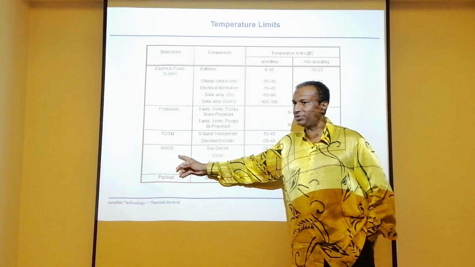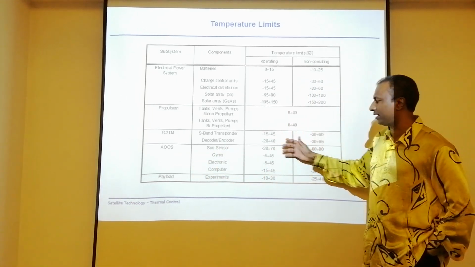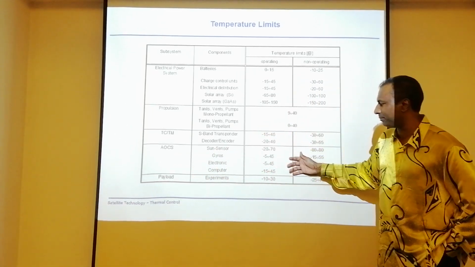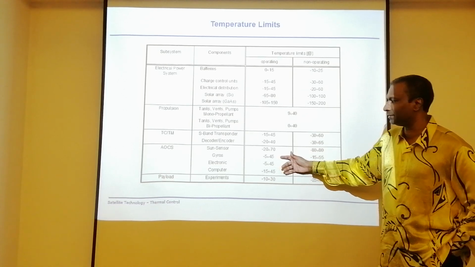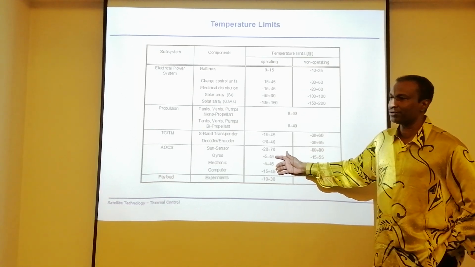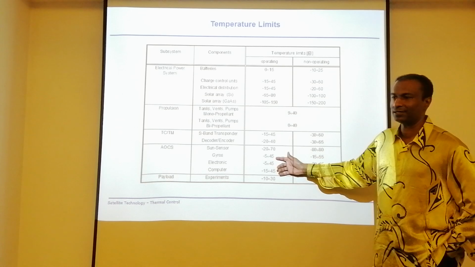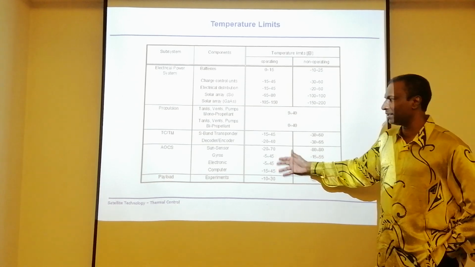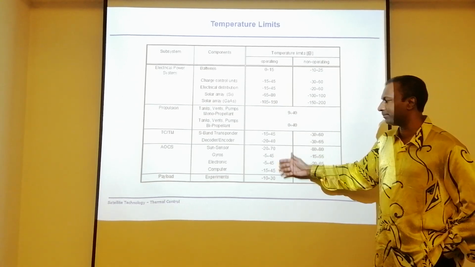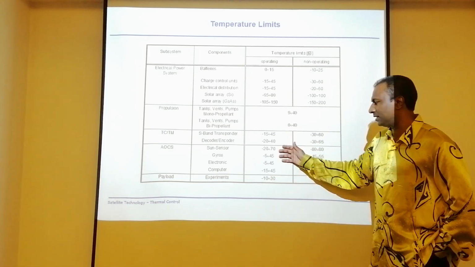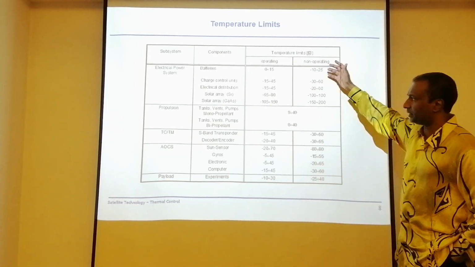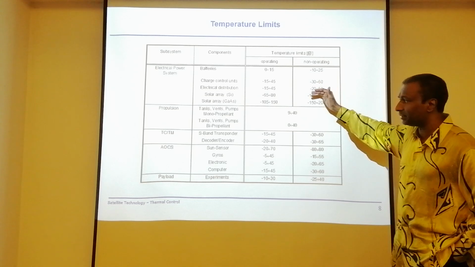attitude and orbit control system. If you look at gyros, for example, it is also reasonably quite tight. You can't actually go into freezing, almost minus 10 or minus 20 degrees. Then you will have errors in terms of the gyroscope. So these are the typical operation regions that we have.